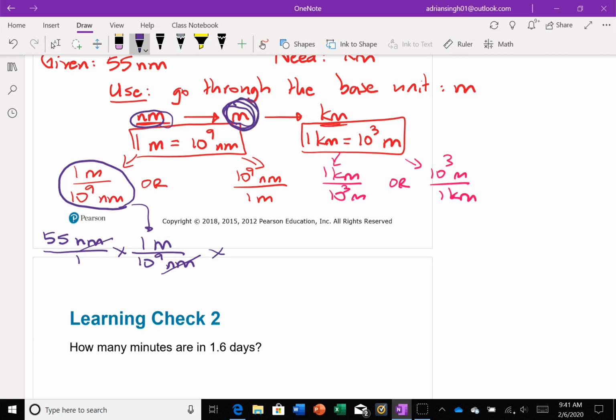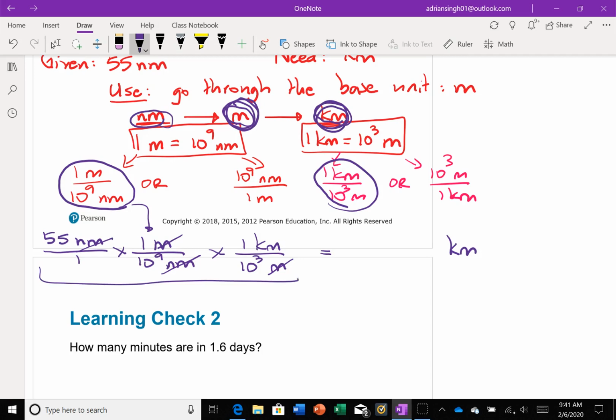We're halfway home. The next step would be to convert our meters into kilometers. Since we want to end up with kilometers, we're going to choose the conversion factor that has kilometers on top, which is that one. So for every kilometer, we have 10 to the 3 meters. So our meters now are going to cancel out, and we only end up with 1 unit, kilometers, which is what we needed. So in terms of our units, our setup here makes perfect sense.